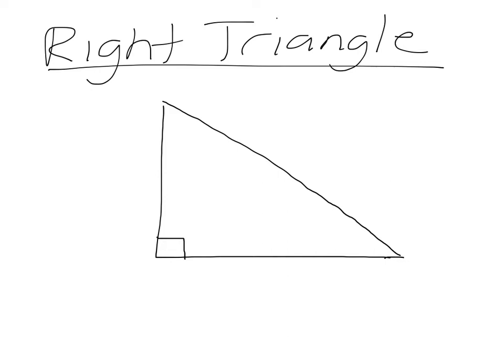If the box is missing, it could be 89.9999999999999. It's not going to be a right triangle. It could be 90.0000000000001. That's not a right triangle. It must be exactly 90 degrees. The two sides that make up the right triangle, so this side and this side, they have special names.